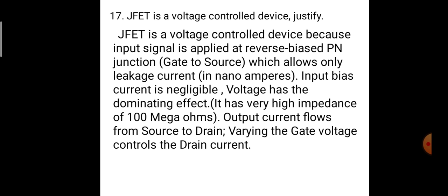Input bias current is negligible. Voltage has the dominating effect, that is, it has very high impedance of 100 mega ohms. Output current flows from source to drain, and varying the gate voltage controls the drain current.